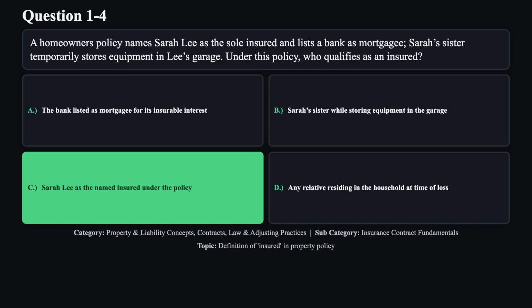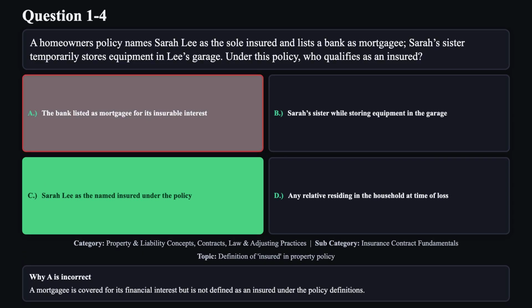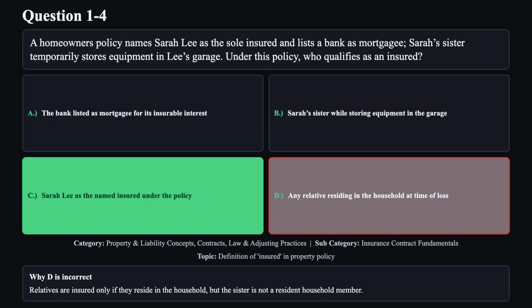The correct answer is C. The correct answer is Sarah Lee as the named insured under the policy because only a named insured has full insured status. Relatives or mortgagees have different coverage statuses. Reason A is not correct. A mortgagee is covered for its financial interest, but is not defined as an insured under the policy definitions. Reason B is not correct. Sarah's sister does not qualify as an insured because merely storing equipment does not confer insured status without endorsement. Reason D is not correct. Relatives are insured only if they reside in the household, but the sister is not a resident household member.